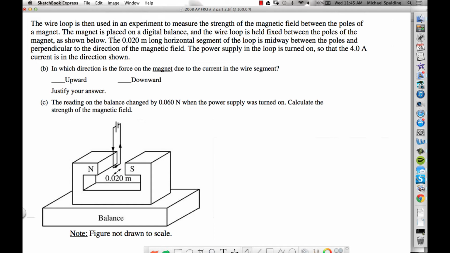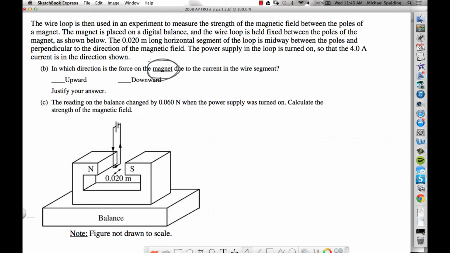Okay, they tell us the length of this segment of the wire, of that loop, this segment right here has a length of 0.02 meters. That's going to be important. Okay, let's see. The power supply is running, so 4 amps is the current in the direction shown. Okay, question B. Now, this involves right-hand rule number 1. In which direction is the force on the magnet?